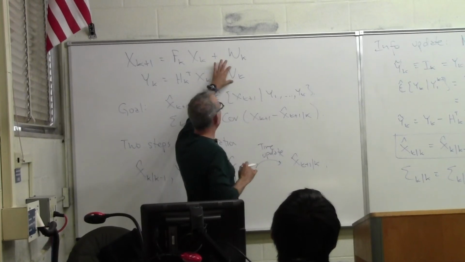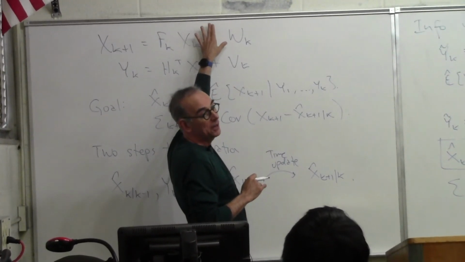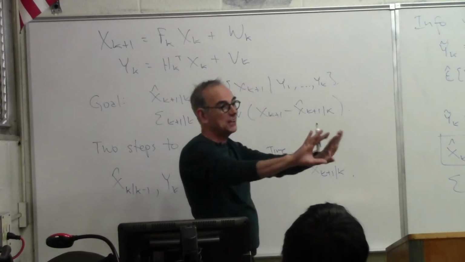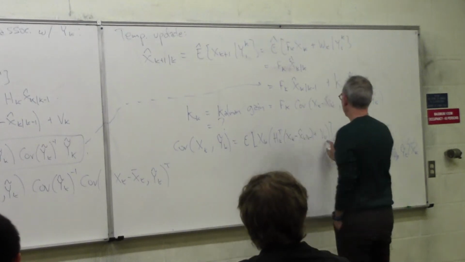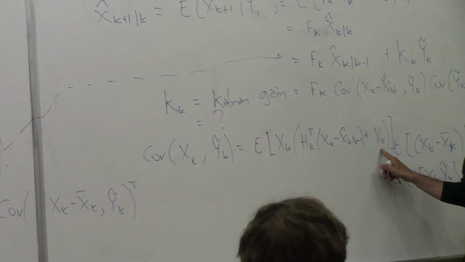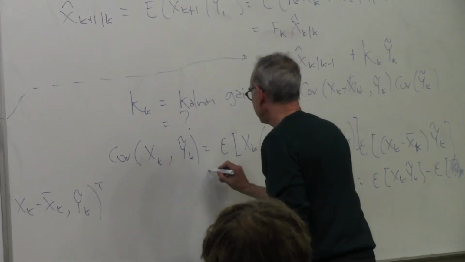These v's have nothing. X doesn't know about this. X has no idea you're spying on it. So this noise is uncorrelated. Yes, that's an assumption. Vk is orthogonal to every xk, future, past, all of it. I got scared there.